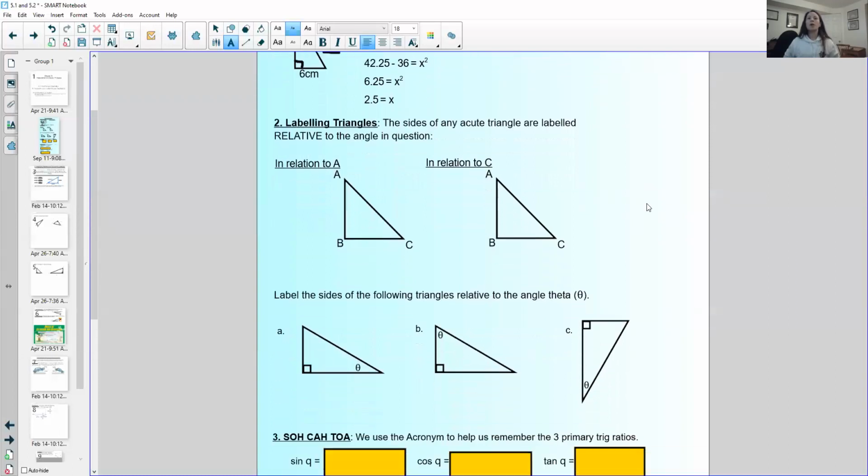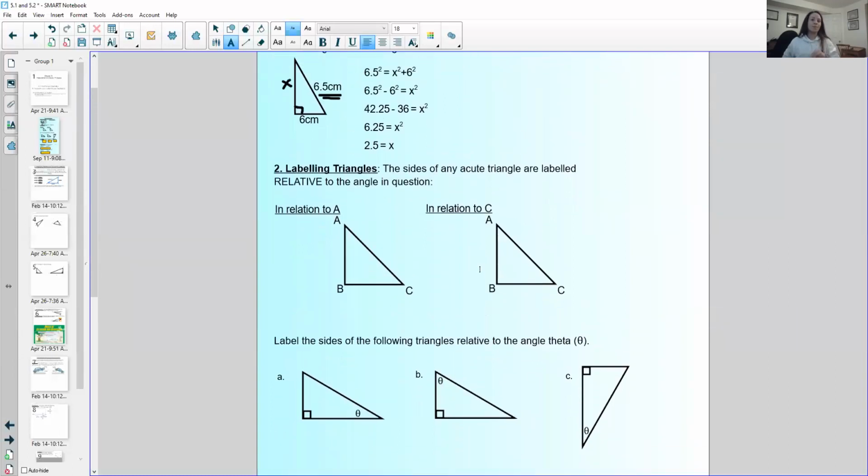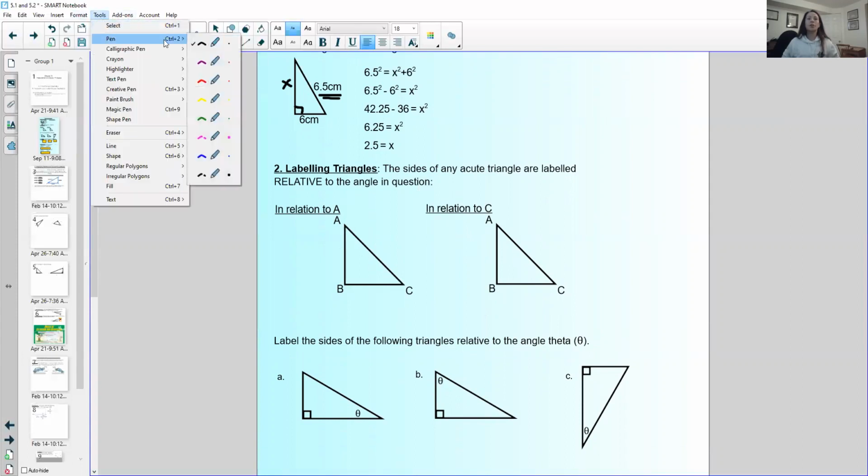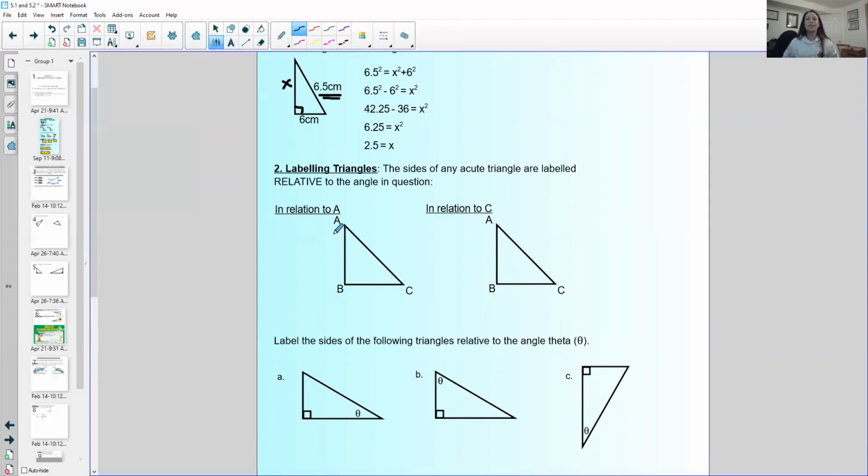Okay, the next part about trigonometry is being able to label your triangles. So consider the same triangle. I have triangle A, B, and C, and I've written it out twice. When you're labeling your triangles, it's going to depend on what angle you are looking at. Okay, so if I want to label everything in relation to A, that would be different than if I labeled everything in relation to angle C.